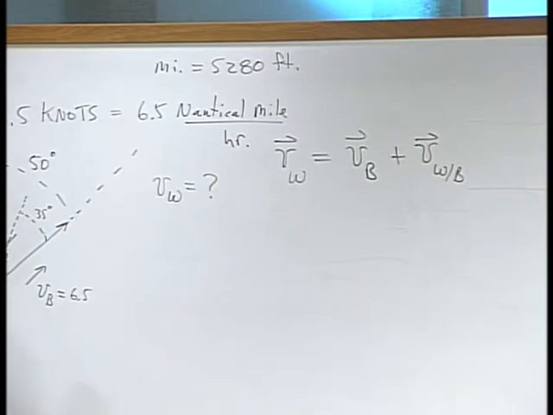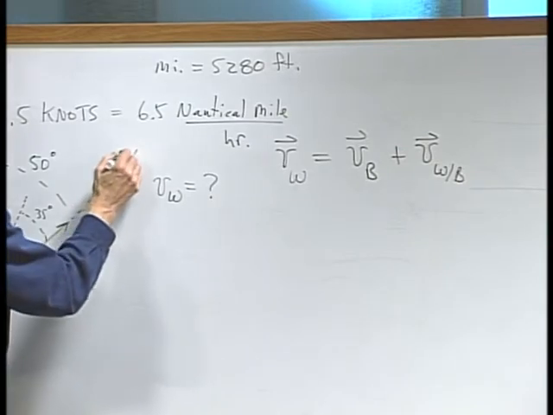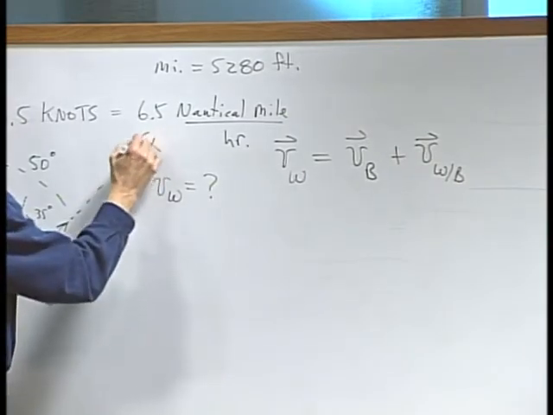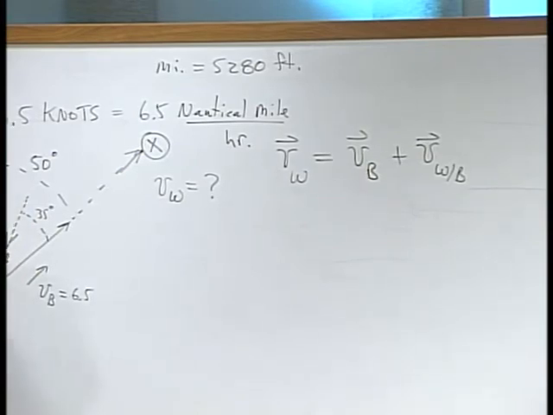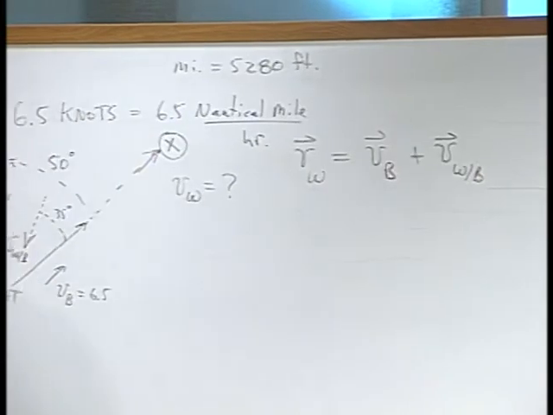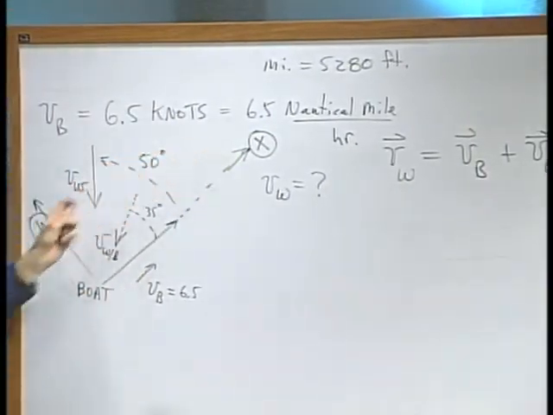So what direction should we set our axes? Let's have X go along the line of the boat's travel. Okay, so let's do that. So we define x this way, and we'll define y as perpendicular to that, and we'll write our vector equation based on those axes.